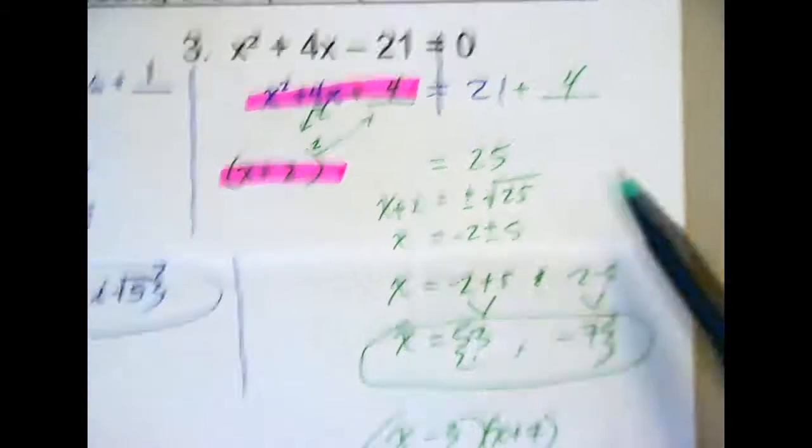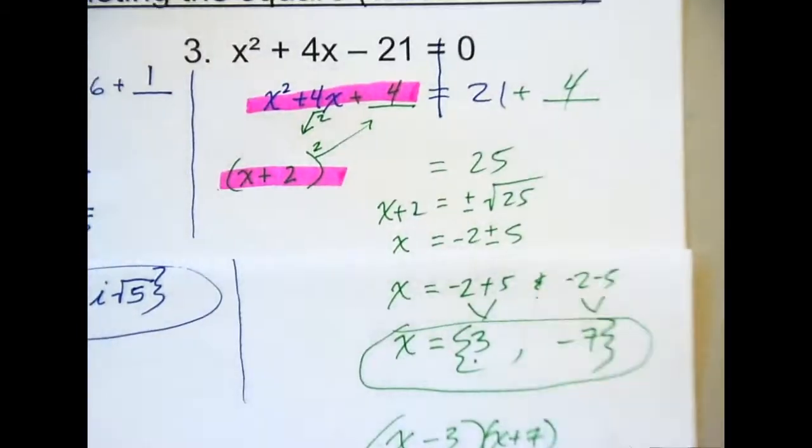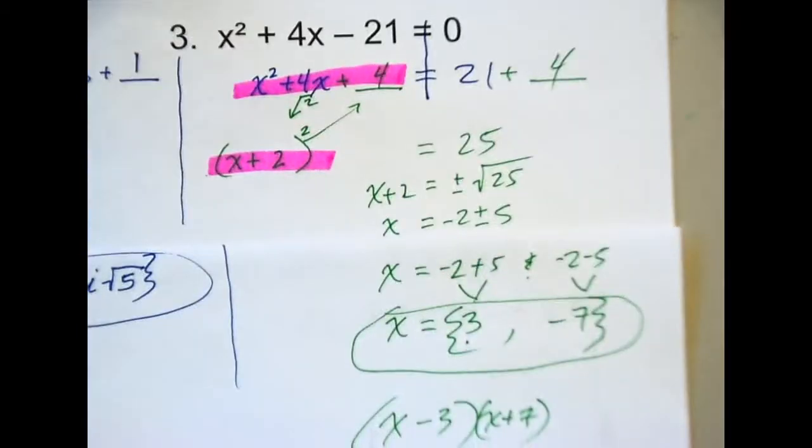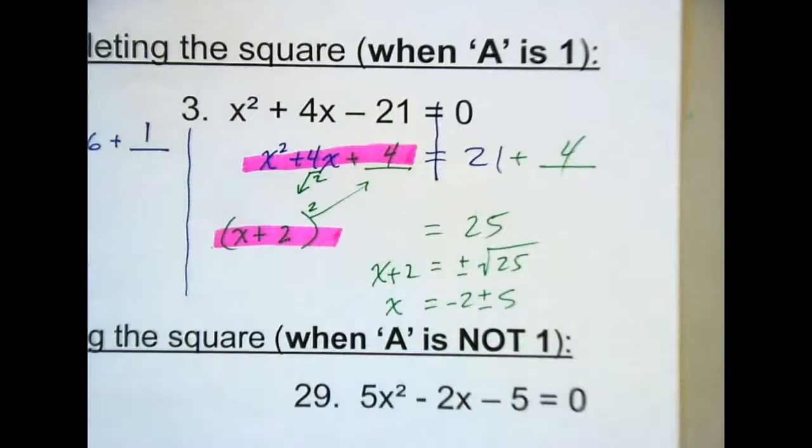So is the quadratic formula or completing the square the quickest way? Probably not. Factoring probably would have been the quickest. Okay, but it's just another method for you. Any questions there before we move on? Okay. Number 28.